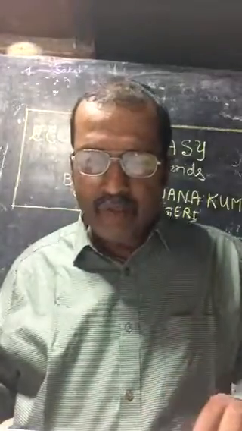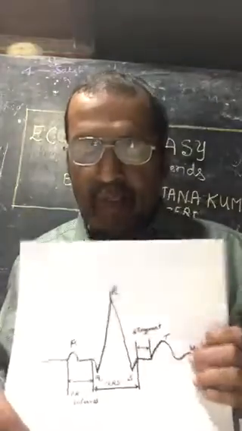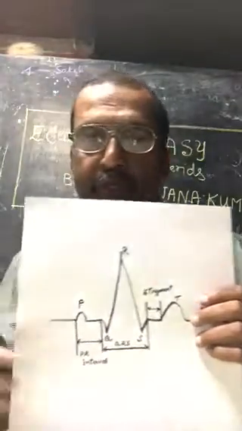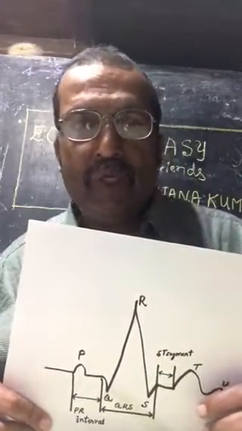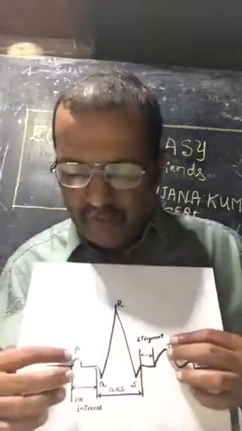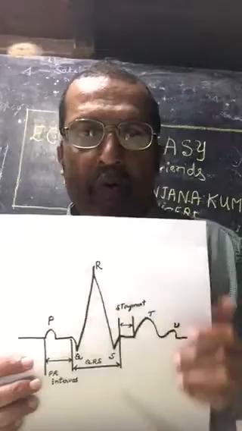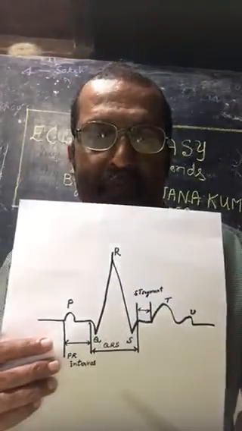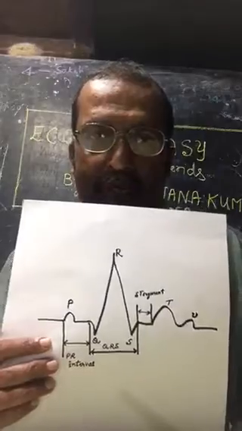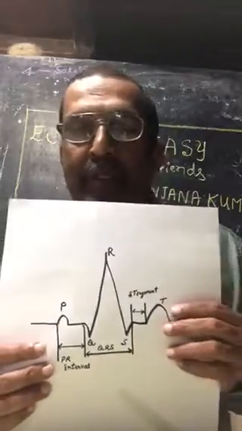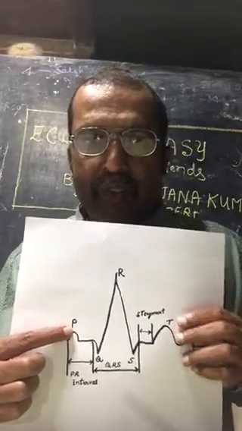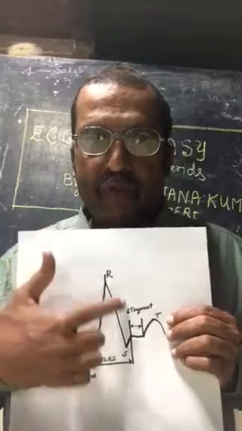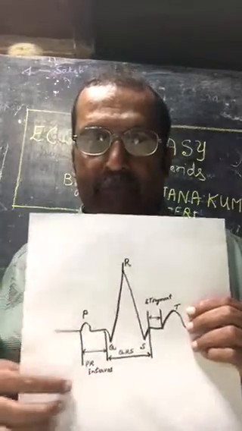Now, what is the correct order of reading an ECG? You should see first whether the P wave is there or not in all the 12 leads: aVR, aVL, aVF, first, second, third, V1, V2. In all of them you should see whether the P wave is there or not. Then the QRS complex and T wave.